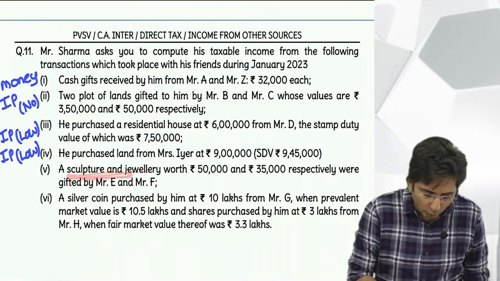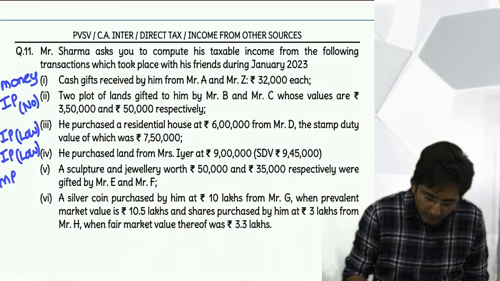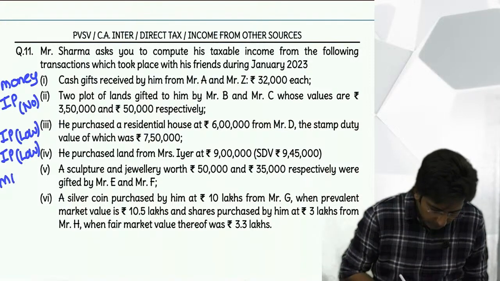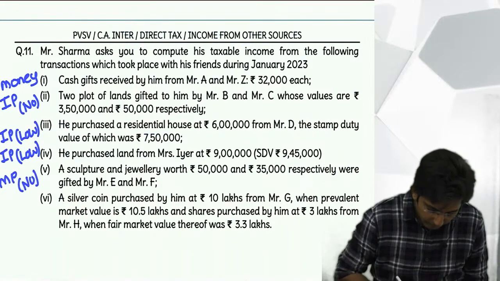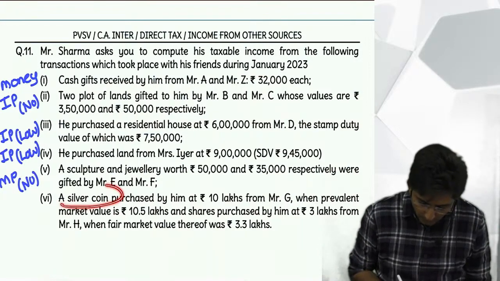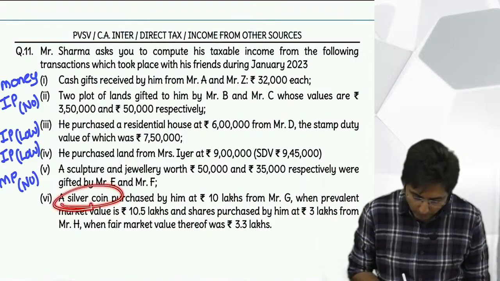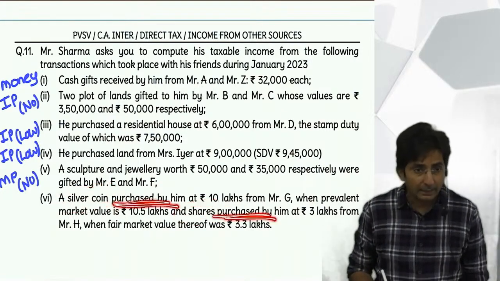So here it is movable property, no price. And the last point, here it is a silver coin. Silver coin is something movable. And shares are also there. Shares. And these are purchased at low price.